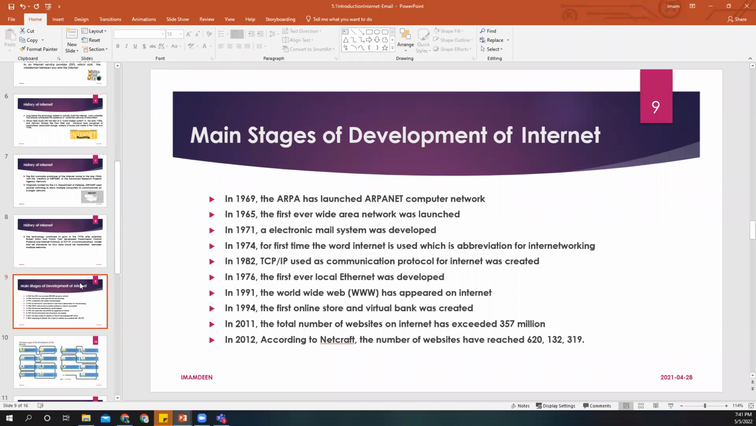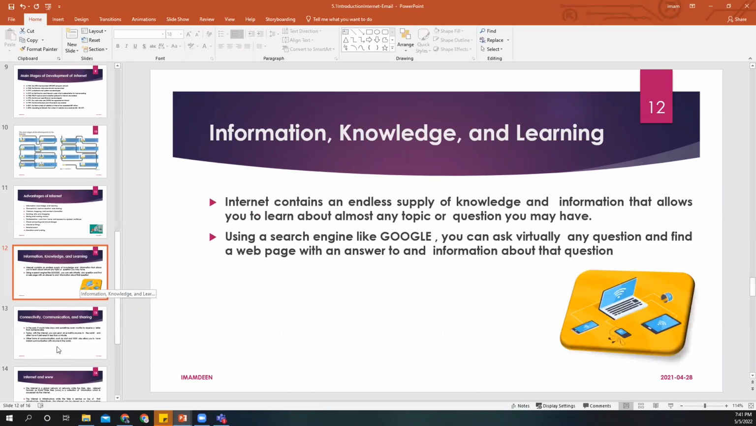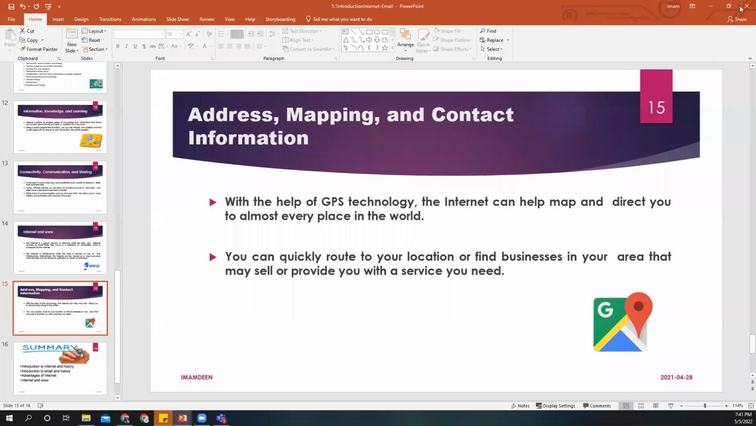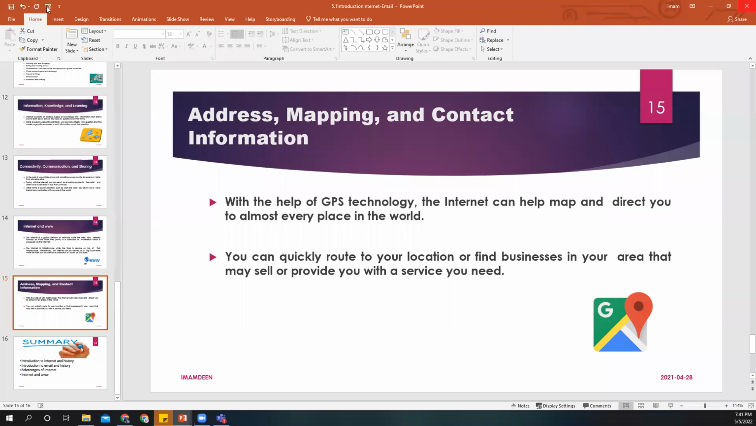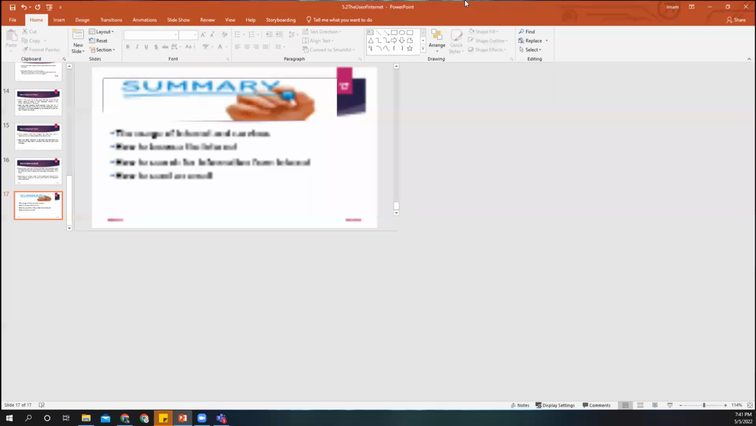Okay, so advantages of internet. Under advantages, we saw some briefly. We saw what the advantages are, right? For today, we have learned this, and also students, we have another one. You can see, right?